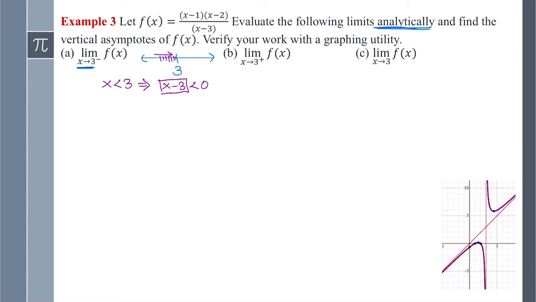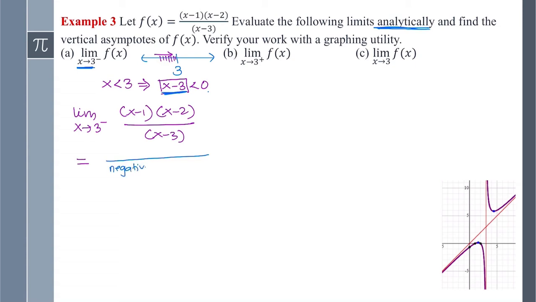Now let's go ahead and find the limit: the limit as x approaches 3 from the left of (x minus 1)(x minus 2) divided by (x minus 3). This is how we are going to analyze the limit. For the denominator, we know that x minus 3 is a number less than 0 and it's a very, very small number. So we write that x minus 3 is a negative number, and it's really small, so we write that it approaches 0.